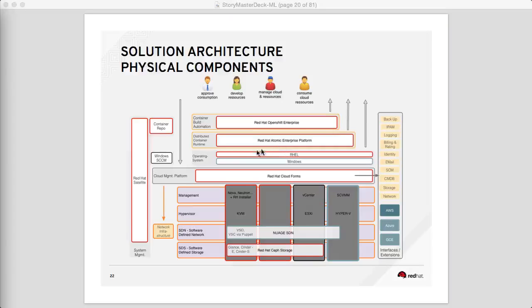On top of that, operating systems, the target architecture consists of Red Hat Enterprise Linux as Linux managed by Red Hat Satellite, or Windows managed by Microsoft SCCM as management platform. And on top of that, we have Red Hat Atomic Enterprise Platform as distributed container runtime, which is part of Red Hat OpenShift Enterprise as the platform as a service layer that adds container build automation to the distributed container runtime.